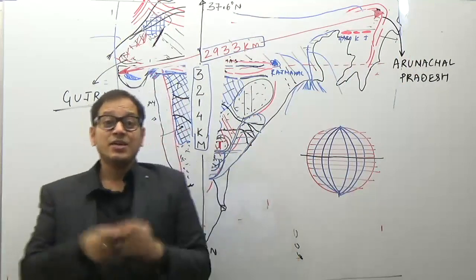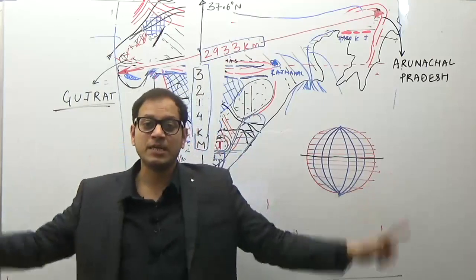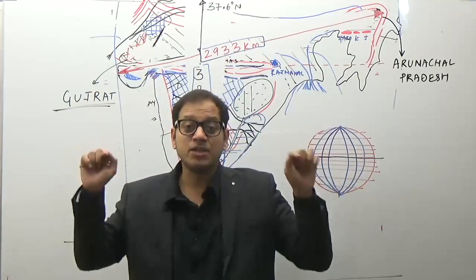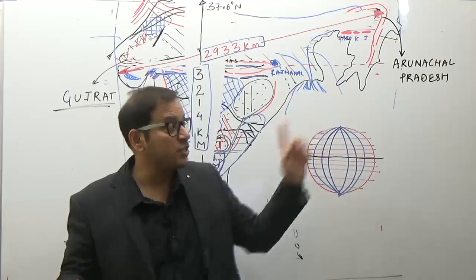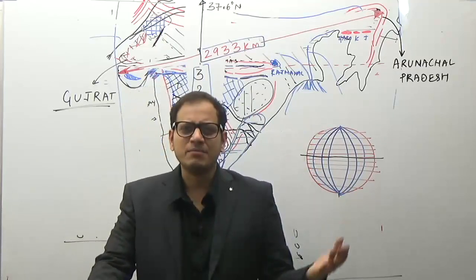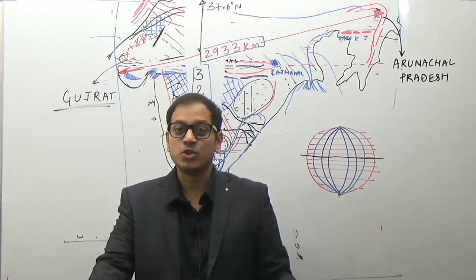So this is the distance of India. Kashmir se Kanyakumari, Arunachal se Gujarat. Keep this in mind. Many past year questions have been asked. The maximum distance in the east-west extent and north-south extent is very common. Nobody will make a mistake from Kashmir to Kanyakumari, but people make mistakes in the east-west distance.